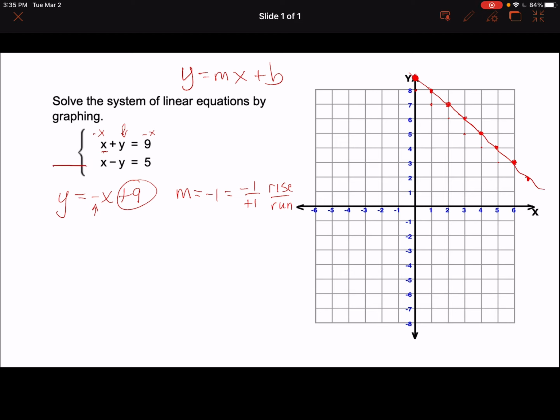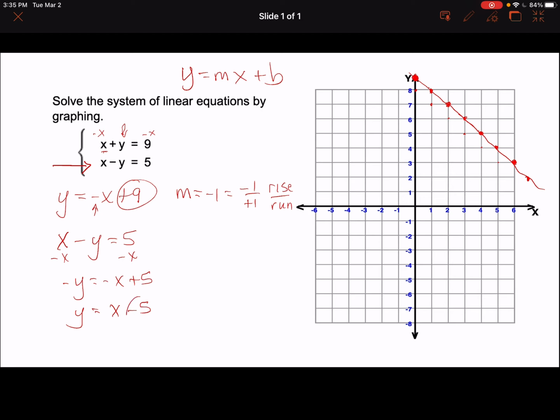Okay, let's take the second equation, and we're going to do the same thing. I want to switch that to slope-intercept form. So I'm going to subtract x from both sides. Negative y equals negative x plus 5. I'm going to divide everything by negative 1 because I want to change the y to positive. If I divide everything by negative 1, all the signs change. This becomes y equals positive x minus 5.